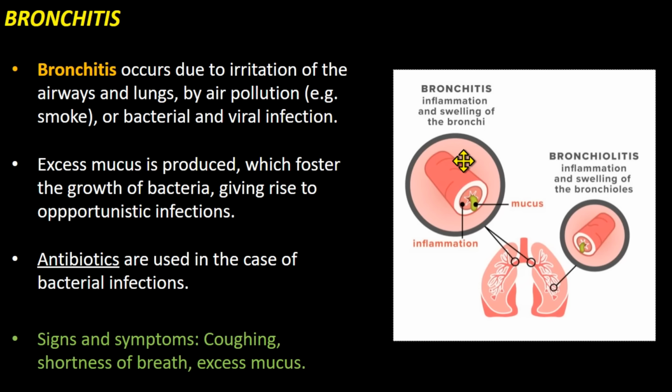Bronchitis occurs due to the irritation of the airways and the lungs by air pollution, for example when inhaling smoke, or when there's a bacterial or viral infection. Same way with asthma, excess mucus is produced, and this would foster the growth of bacteria, which will give rise to opportunistic infections such as influenza and pneumonia. Antibiotics can be used if there's a bacterial infection involved. Signs and symptoms would include coughing, shortness of breath, and excess mucus.